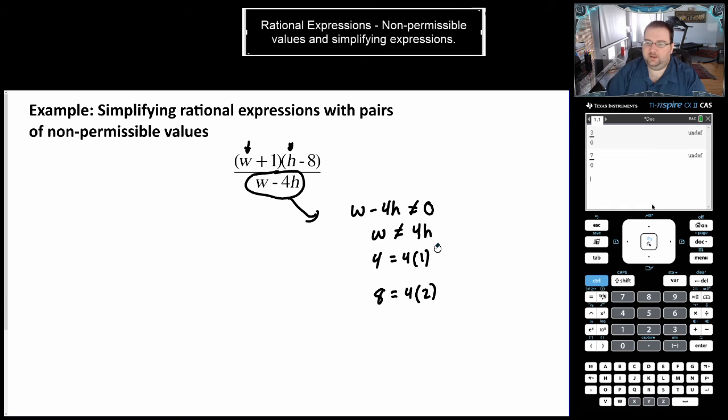And so you just leave it like this. w cannot equal 4h. They're in relation to one another. That's it. Let's see if we can simplify out anything. Let's see. No, we're not going to be able to simplify this anymore. So that's fine. That's all we're going to do here.